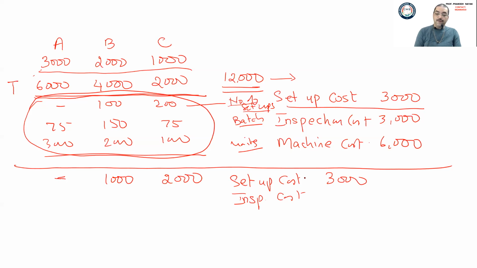Acha, inspection cost is to be done on the basis of number of batches. So number of batches, 75 is to 150 is to 75, that is 1 is to 2 is to 1. Okay. So I will have 750 here, 1500 here, and 750 here. Machine cost on the basis of number of units produced. So 3000, 2000, and 1000. This is my machine cost.